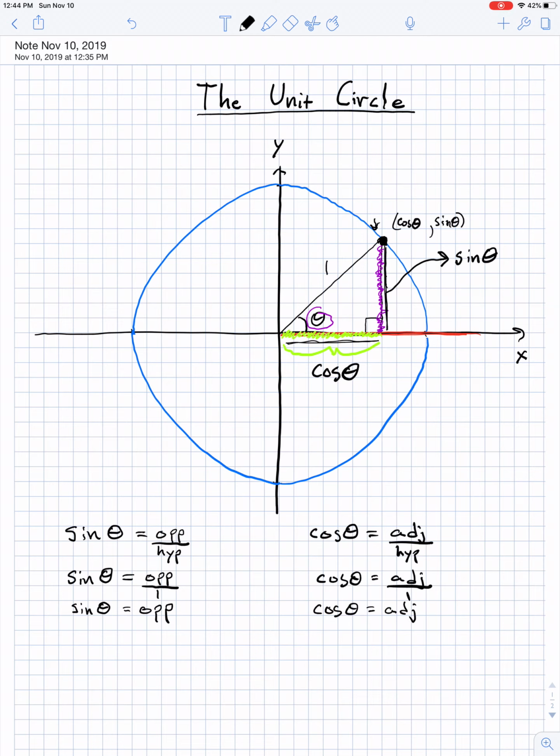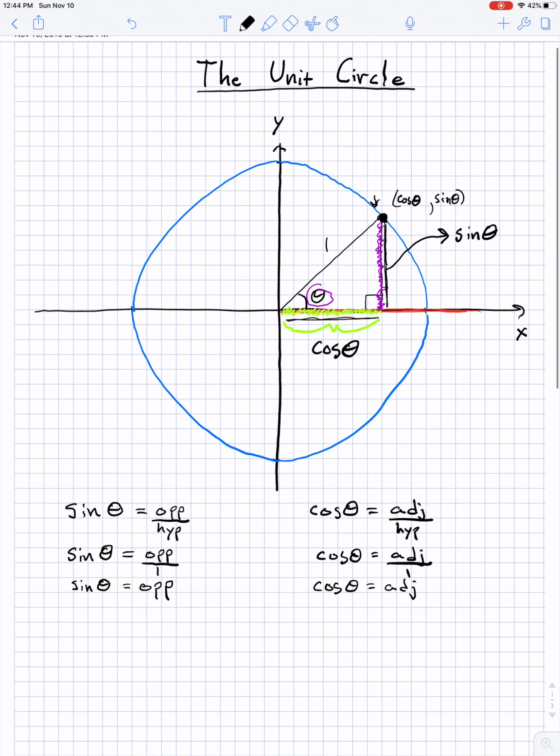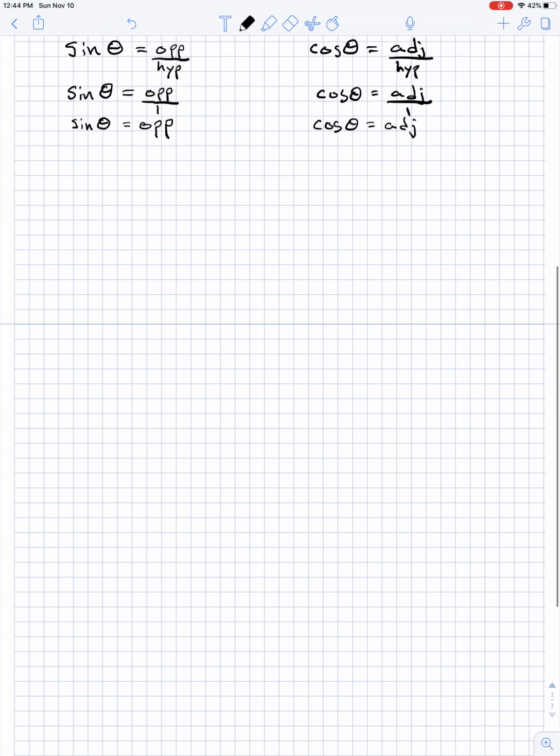So, on the unit circle, the x coordinate of any point on the circle is always equivalent to the cosine of theta, and the y coordinate is always equivalent to the sine of theta. Okay? How can we use this? Well, let's go down a little bit, and I'm going to redraw my circle a little quicker this time.